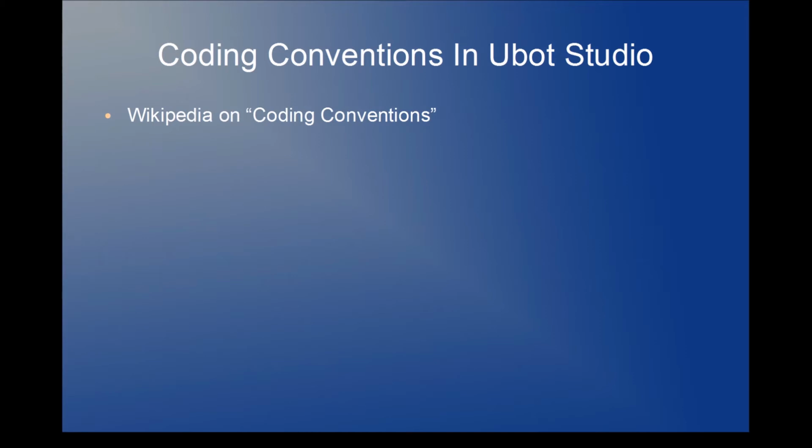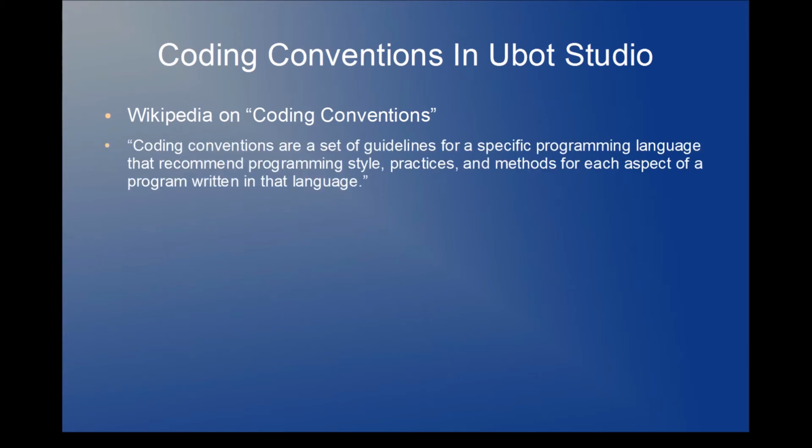Let's talk about what in the world coding conventions are. According to Wikipedia, they are a set of guidelines for a specific programming language that recommend programming style, practices, and methods for each aspect of a program written in that language. Basically, coding conventions are a set of guidelines. One thing I'll talk about a little later is the fact that these are guidelines. Everything that I'm going to say in this course is just a recommendation, not necessarily a set-in-stone rule.